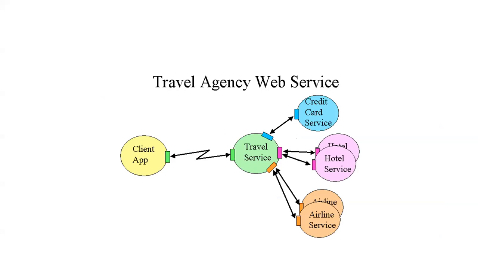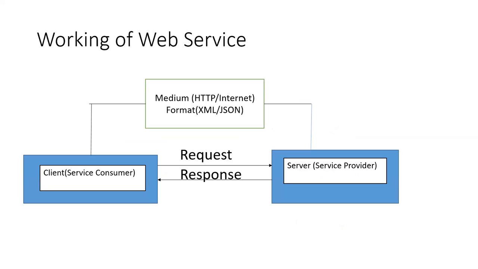Let's see one more example of a travel agency. Here, this is our client app, and we try to book our holiday destination by using travel services. Whenever we try to book, it provides us different services like airline services to book the ticket, hotel services to stay in a room, and food services. For payment, it provides credit card services. So this is the working of web services.